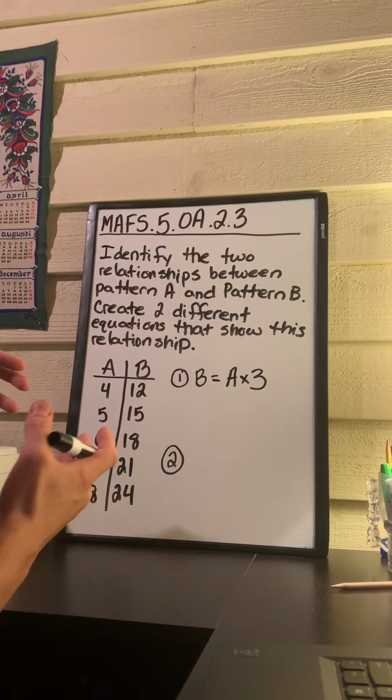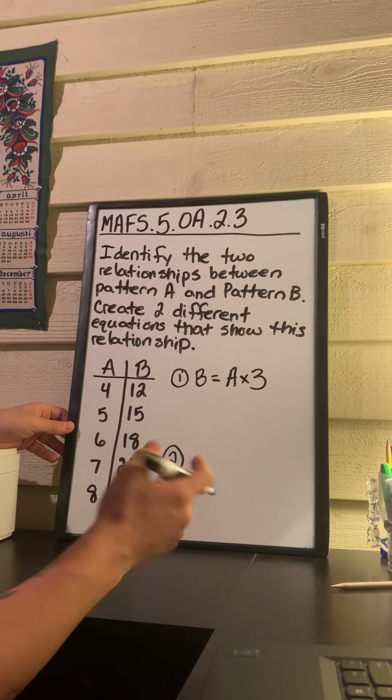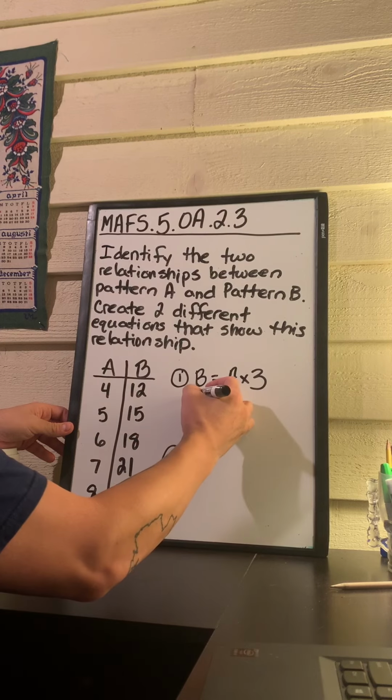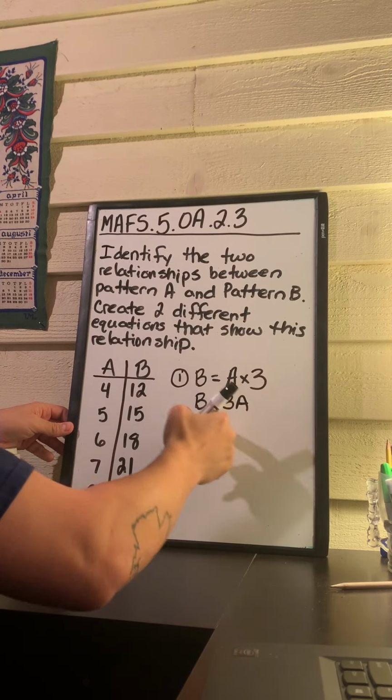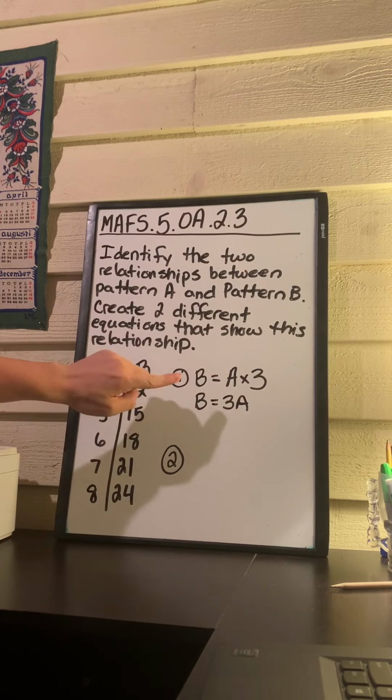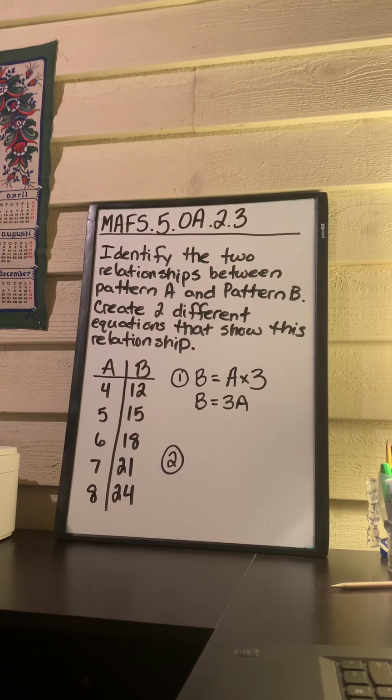Now this can be written in so many different ways. Another way you may see this written is B equals 3A. These both mean the same thing, and that is one relationship. I just wanted to show you that.